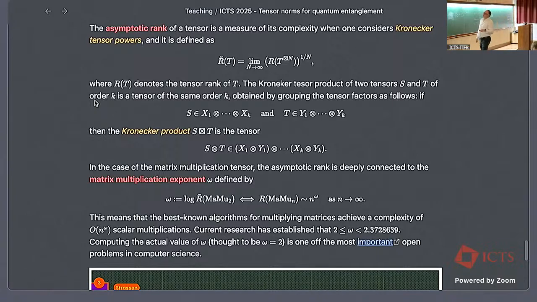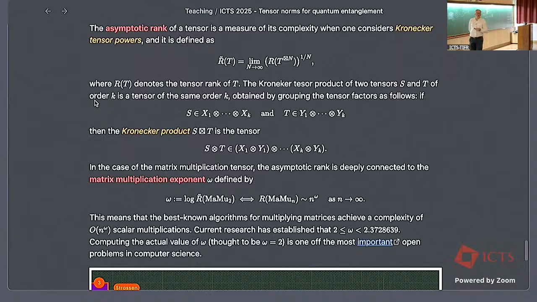And now this asymptotic rank of MAMU2, it's this omega. Log of the asymptotic rank. So this omega is what? This omega is basically how fast can you multiply n by n matrices? That's the kind of the question.